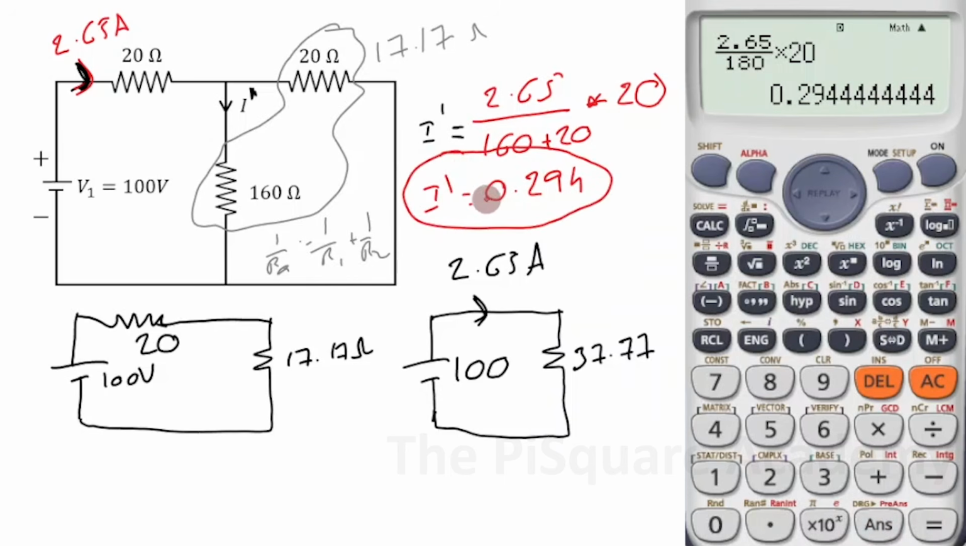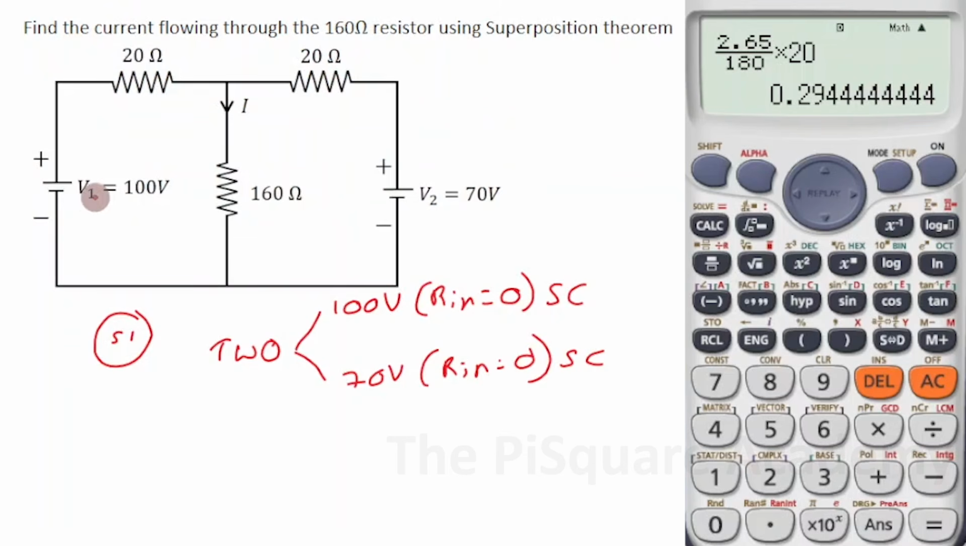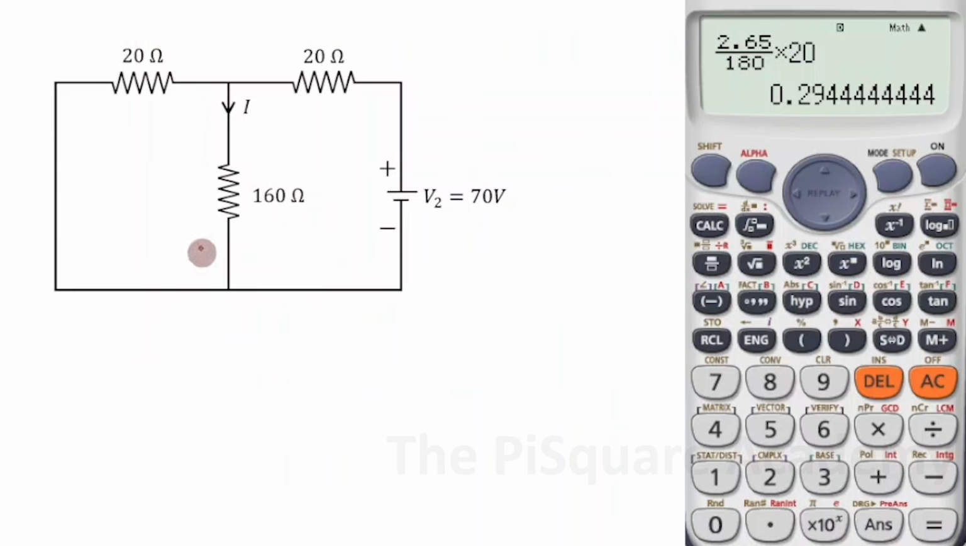Means one part we got. Next, what does the step say? The guideline says repeat the previous step by deactivating another source. I have activated this one; now I'll activate this and deactivate this. Redraw it again. I have redrawn it. Now let's call this one I double prime. Now find this I double prime for this circuit. Just look at this circuit.